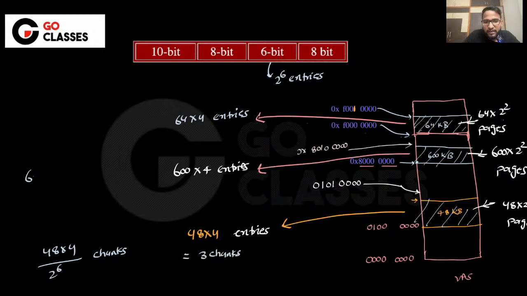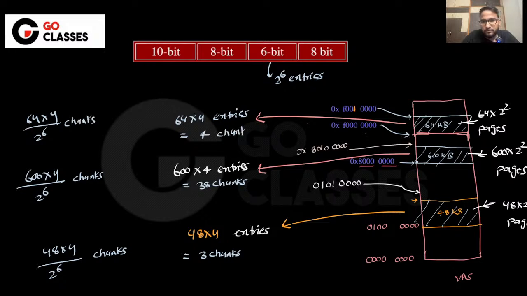Similarly, you need 600 into 4 entries, which means upon 2 power 6 chunks. If you just calculate it, I think it will come out to be 38 chunks. So this is 38 chunks you need. And then here you will be needing 64 into 4 upon 2 power 6 chunks, which is 4 chunks. Let me know if this calculation is clear to everyone, like what we are doing. So now you know how many chunks we will be needing at this level: 4 chunks, 38 chunks, and 3 chunks.